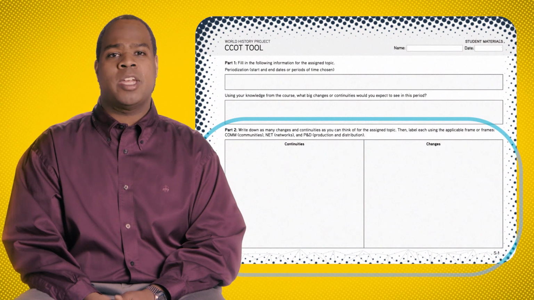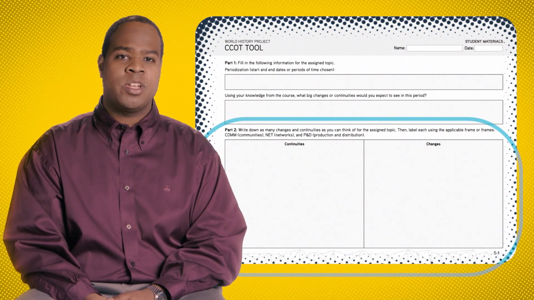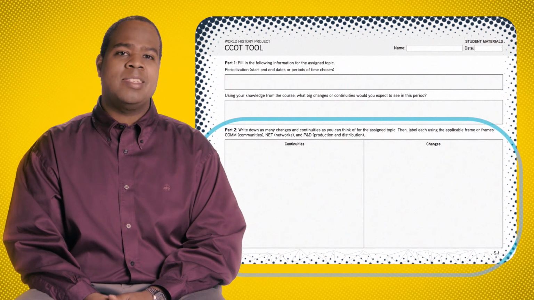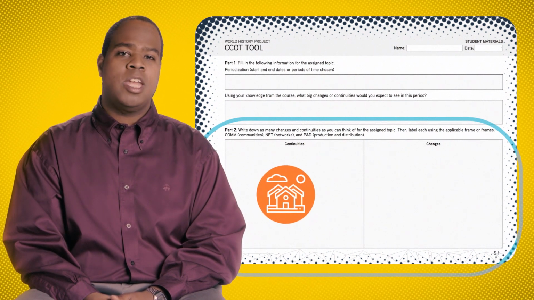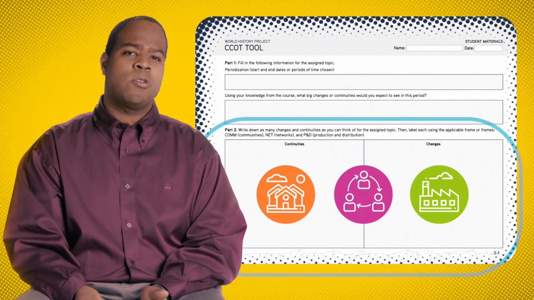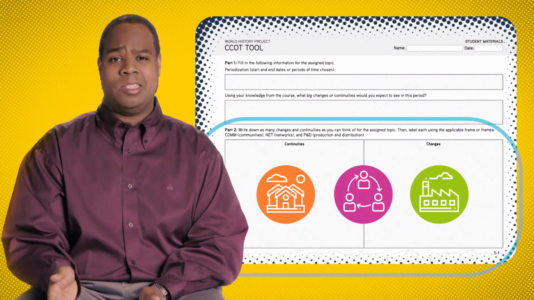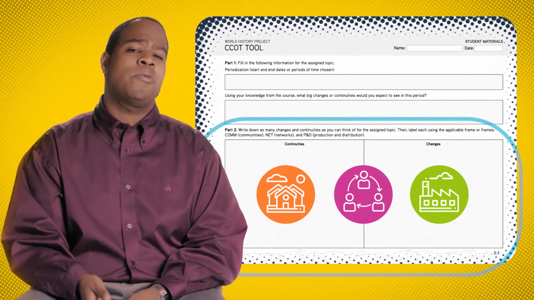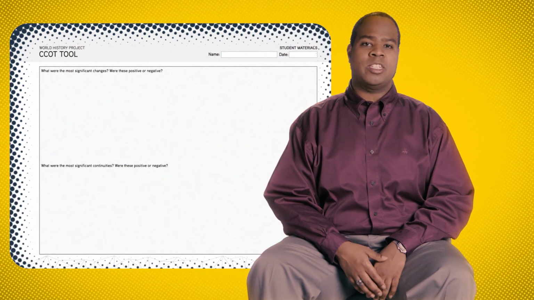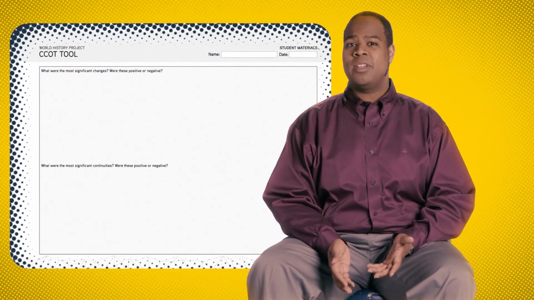After they write down all the continuities and changes they can think of, they'll categorize them according to the course frames. That means they label them as communities, networks, or production and distribution. Some might get more than one label because, hey, it's history, not algebra. There are different ways to get it right. Next part of the tool. Students decide which are the most significant changes and continuities and whether they are positive and negative.